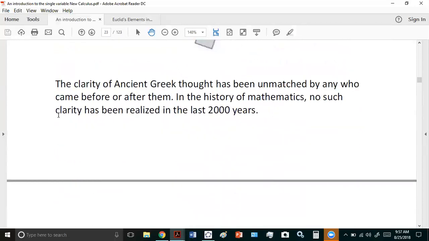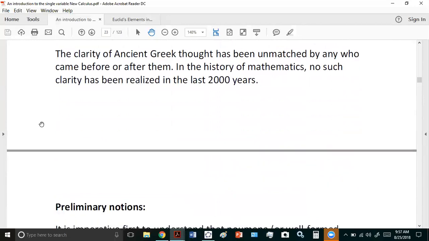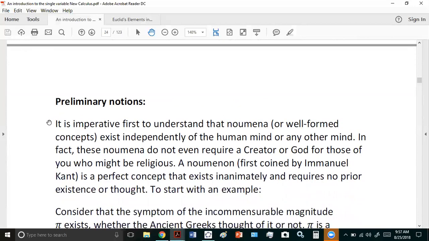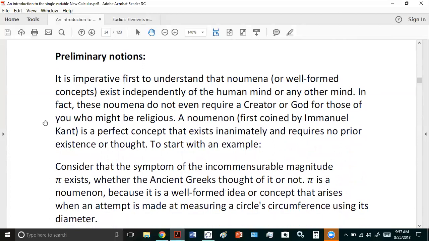The clarity of ancient Greek thought has been unmatched by any who came before or after them. In the history of mathematics, no such clarity has been realized in the last 2,000 years. Let's look at some of the preliminary notions. And one of the most important is to understand what is a noumenon. It was first coined by Immanuel Kant, okay? And it's a perfect concept that exists inanimately and requires no prior existence or thought.